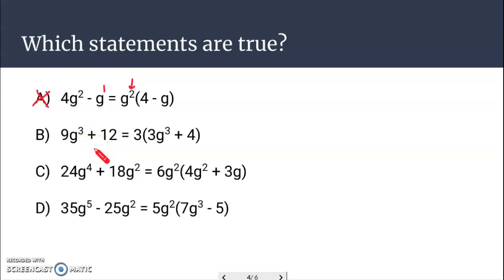Let's try B. 9g to the 3rd plus 12 equals 3 times 3g to the 3rd plus 4. They're claiming the greatest common factor is a 3, and that is true. 9 and 12, the largest number that divides evenly into both, is 3. There's a g cubed on this term, but not on this one, therefore there's no g.